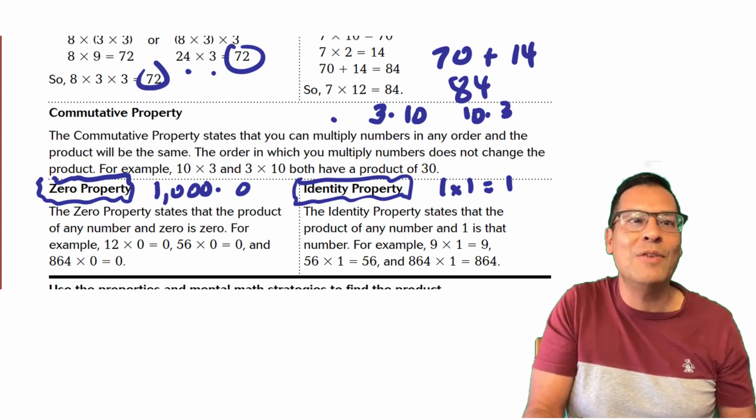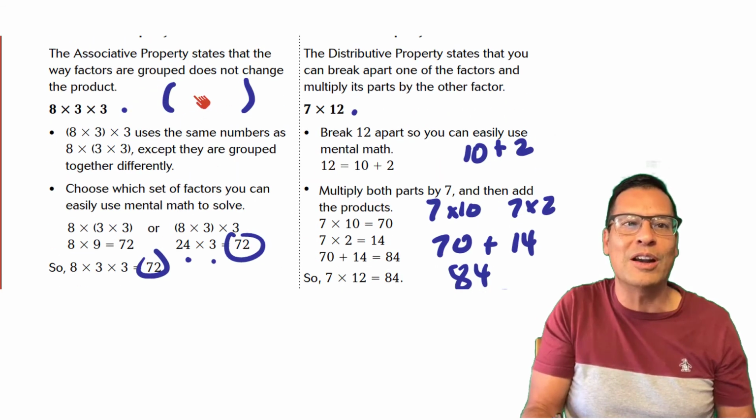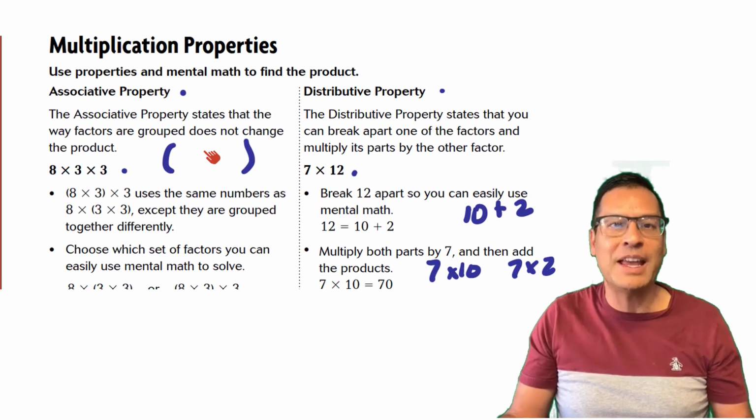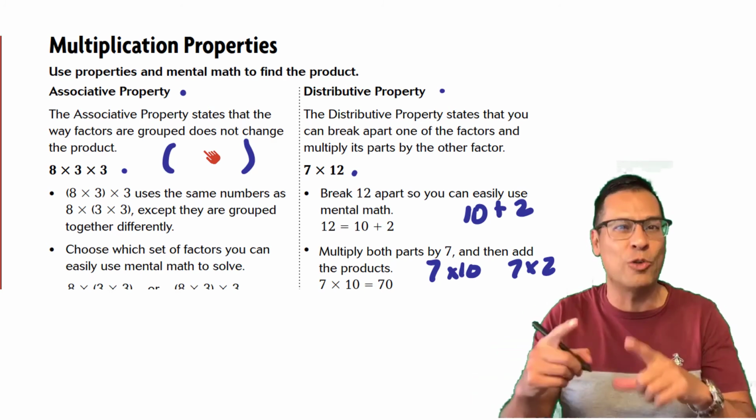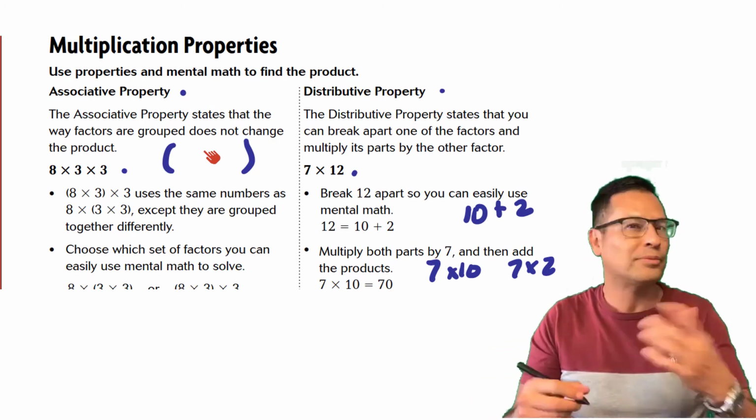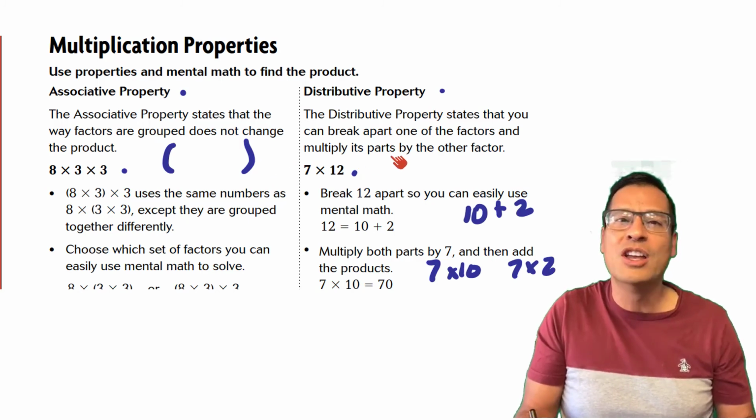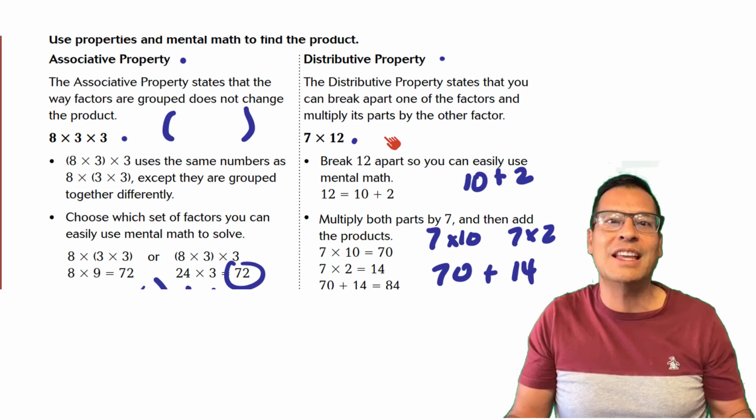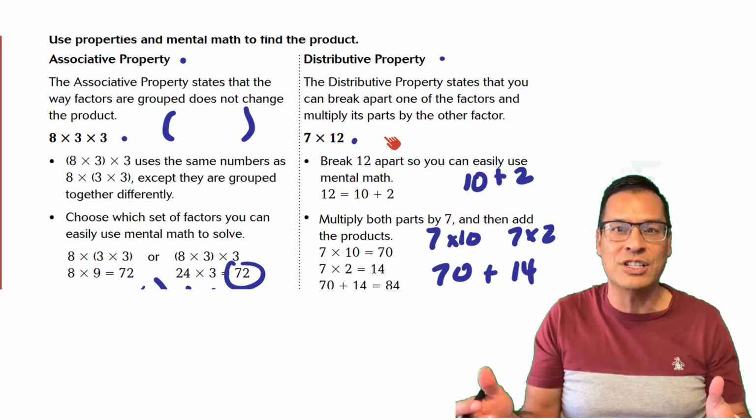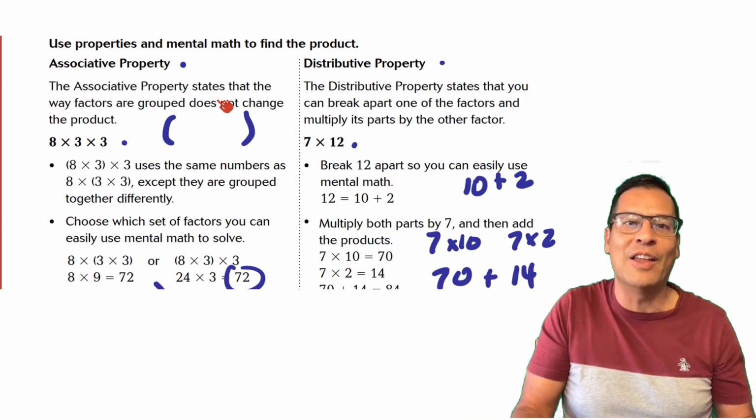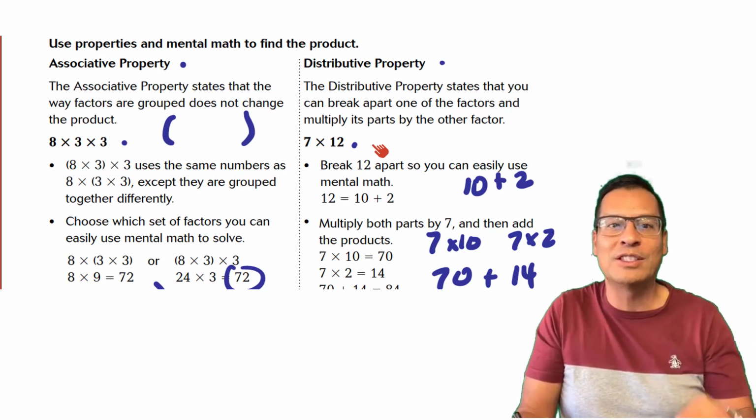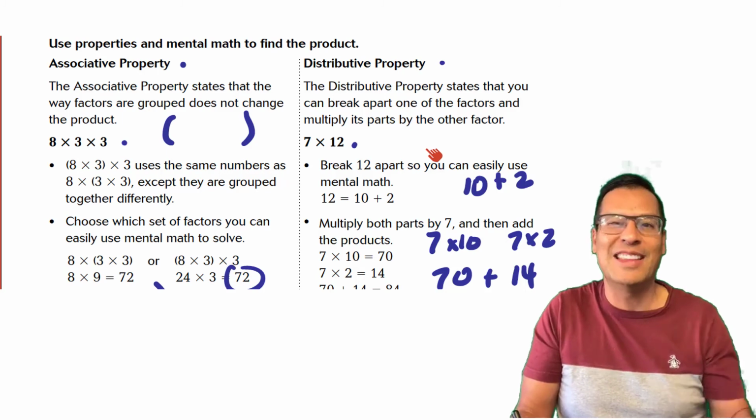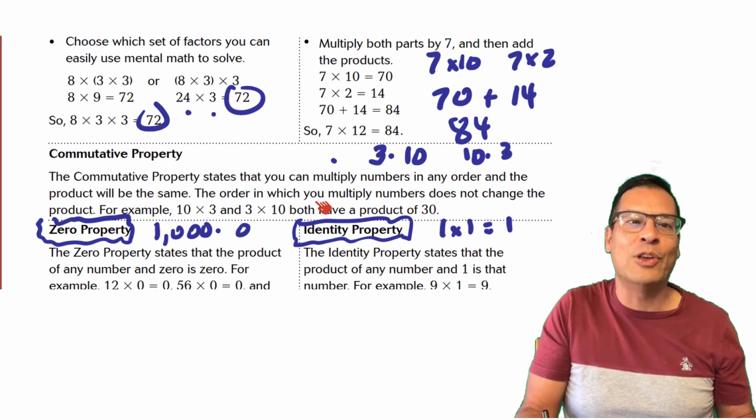So, quick review before I get you to work. The associative property of multiplication says that you can group them, and our grouping symbols are parentheses. You can group them in any order, and you're still going to get the same product. The distributive property says that you can break apart one of the factors and multiply its parts by the other factor. So we took 10 plus 2, then we multiplied 7 times 10, and then 7 times 2, and then added those together.